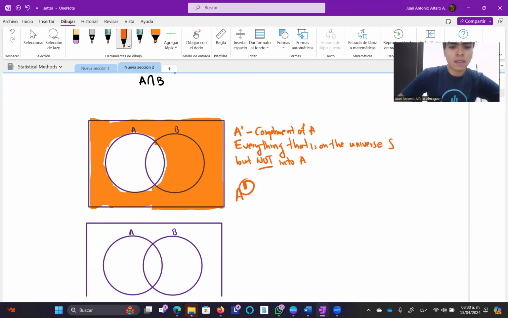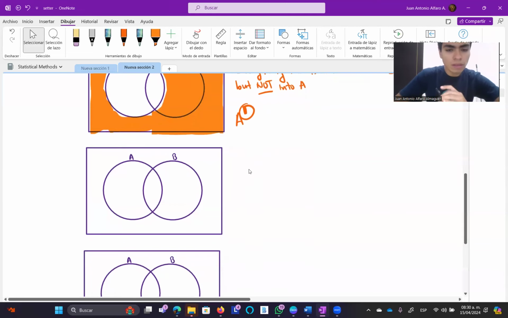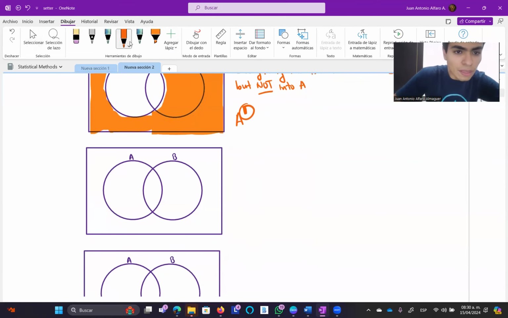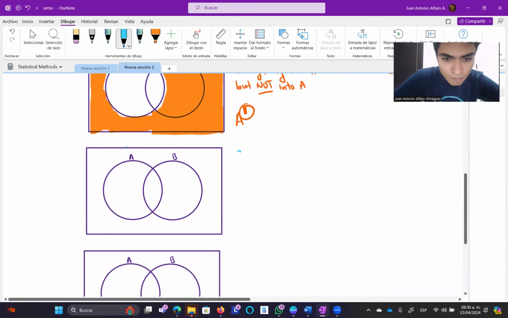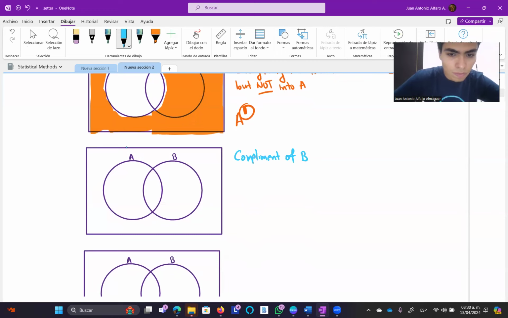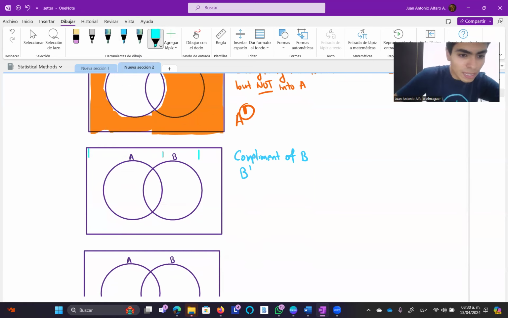And what about the complement of B? Well, that would be everything but B. This is everything that is inside of the same universe, but that is not located inside of B.